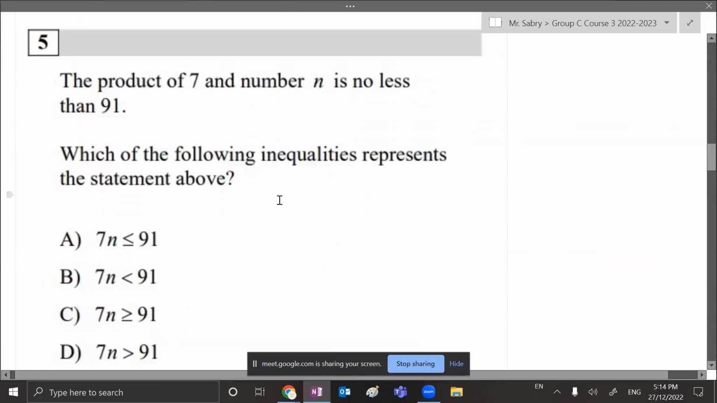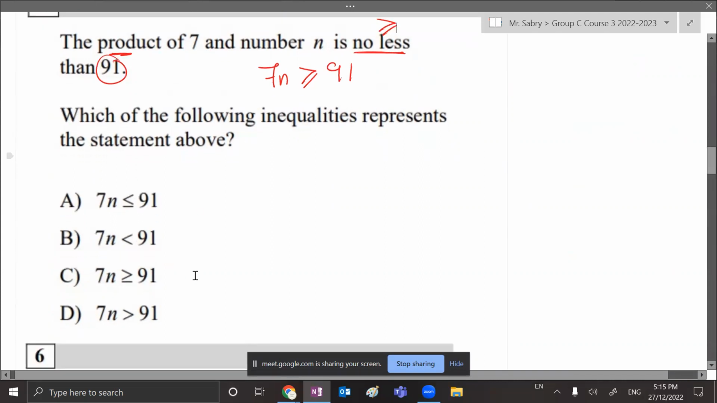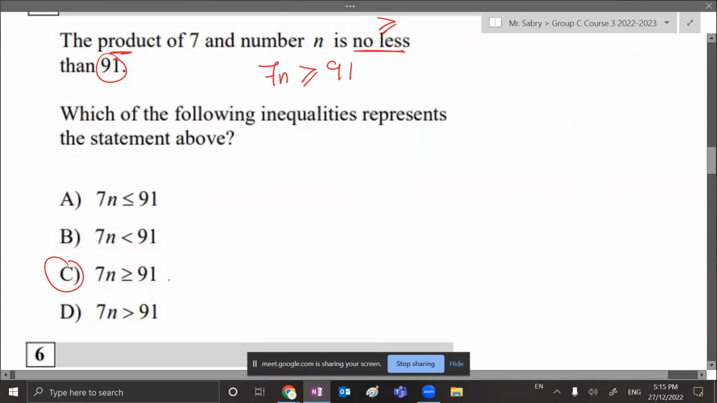Awesome. Now 5 مثلا, check this. The product of 7 and a number n. So the product means times, 7 and n يعني 7n is no less than. So no less means it must be bigger than or equals to 91. So no less than means bigger than or equal. Which of the following inequalities is the right one? We're talking, of course, C in this case.